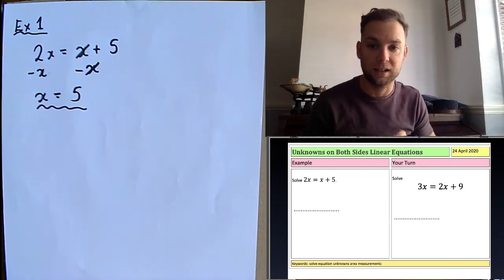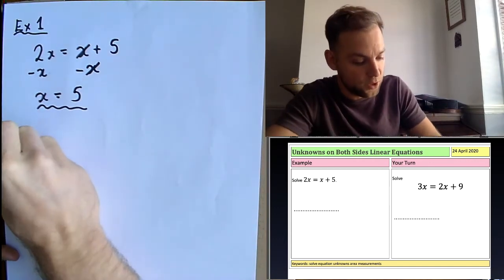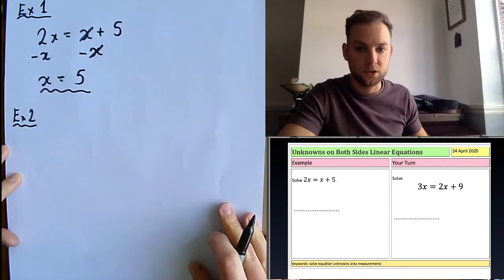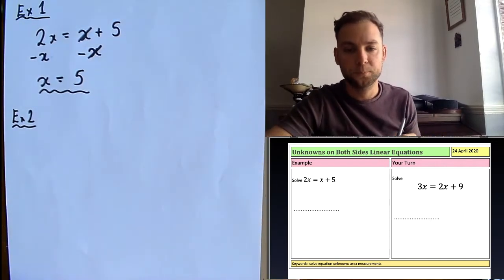So pause a second, have a go at this one here. So this one here is example 2. So you have a little go at that by pausing now.